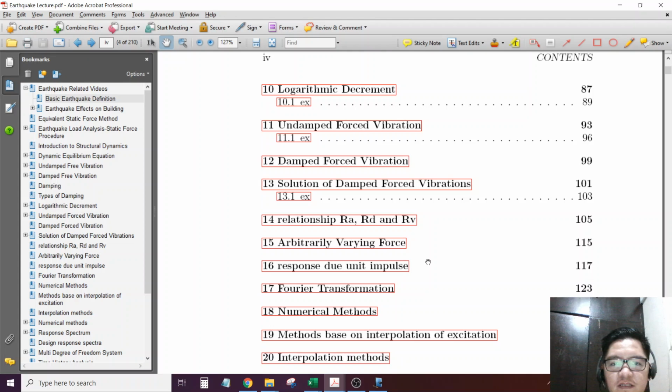Then after that, this is the undamped force vibration. So dito na introduce yung meron kang vibration, tapos meron kang force. Nag-vibrate yung building due to a certain force. Then, of course, merong undamped, meron ding damp. Then we will try to solve the equation of motion of each of those cases.